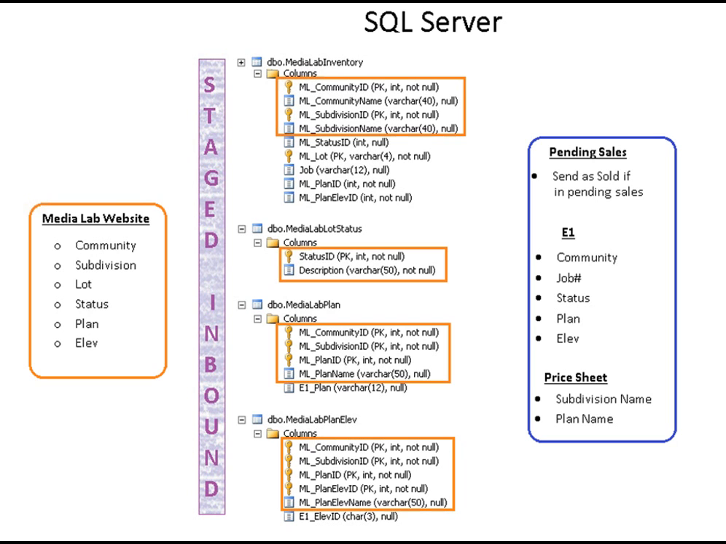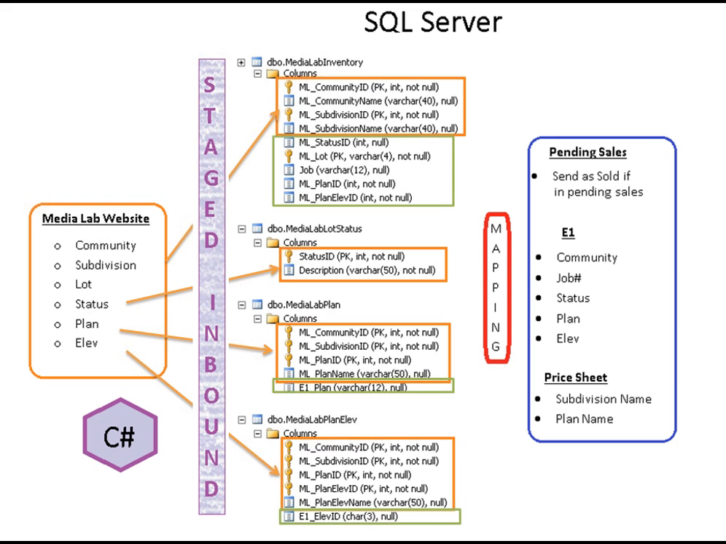We also, you see at the bottom, is price sheet. It's because the price sheets have the marketing descriptions. It'll make it easier for us to relate or match up to the Media Labs information. So we're going to use a C# little integration program to pull from Media Labs API through the staging tables each night into our main tables. We'll have this mapping that I'll show you in a little bit. The mapping will help us relate the internal information to the Media Labs information.